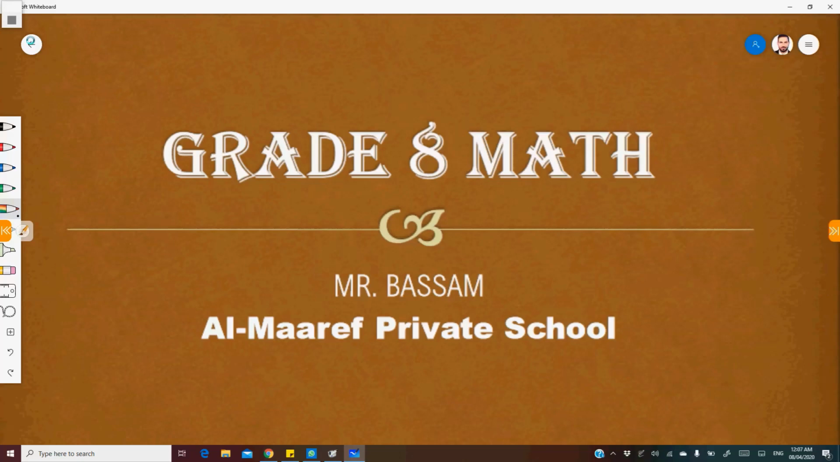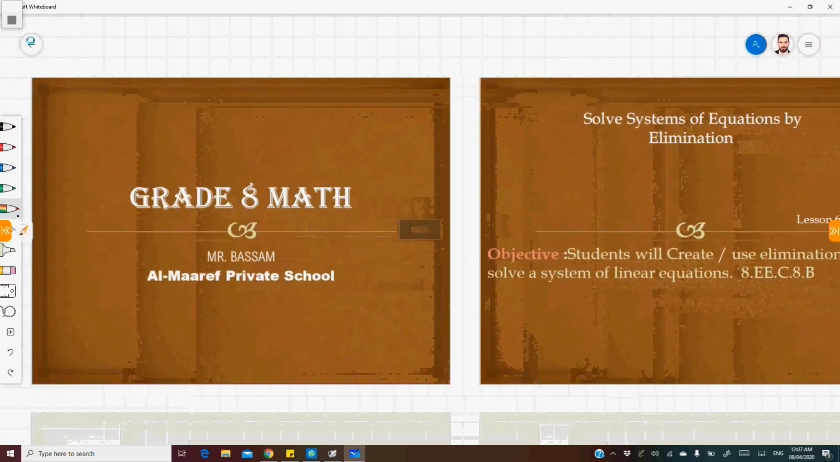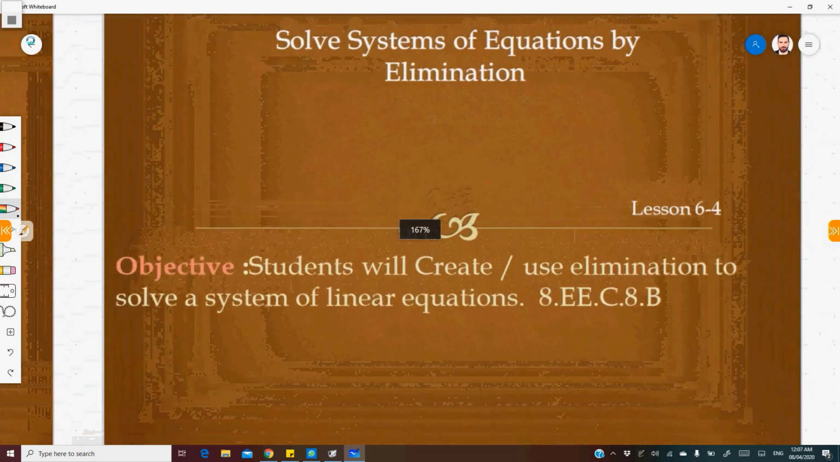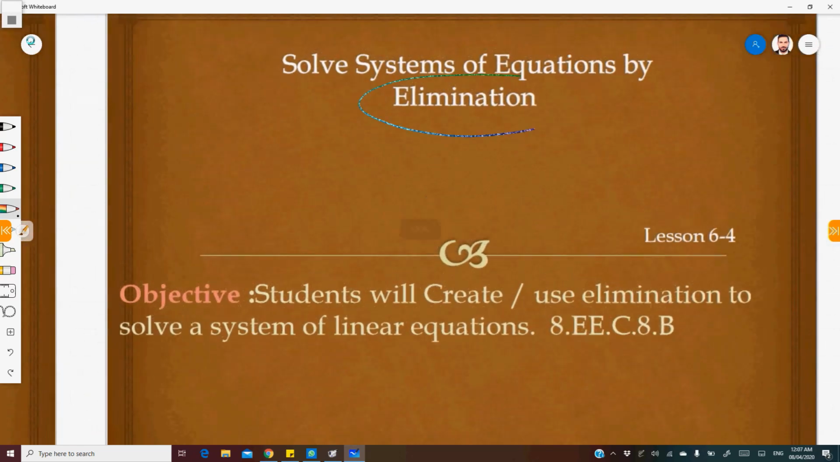Good morning, everyone. Today is day 3 for solving a system of equations. Yesterday and the day before yesterday, we took how to solve a system of equations by using substitution. Today, we are going to take how to solve a system of equations by using the elimination method. Our objective is to use the elimination method for solving systems of linear equations.